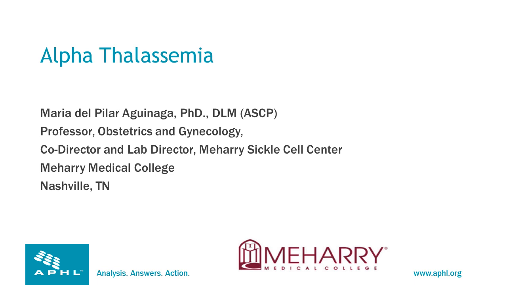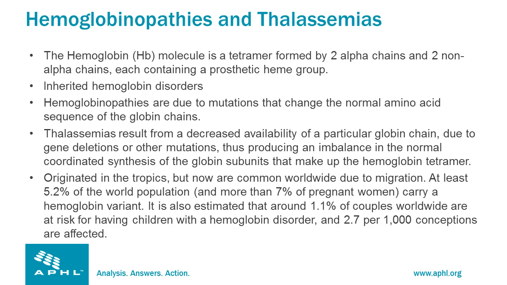Thank you, Tim. Greetings to everyone. I would like to start by defining hemoglobinopathies and thalassemias. First slide, please. Hemoglobinopathies are most commonly due to mutations in the globin genes, specifically in the coding regions that are going to change the normal amino acid sequence of the globin chain. And this produces hemoglobin variants.